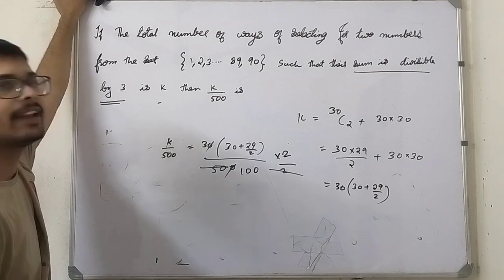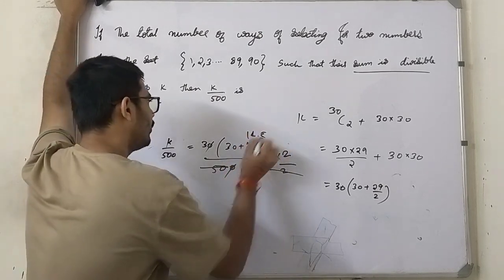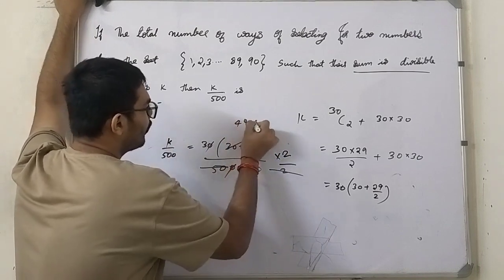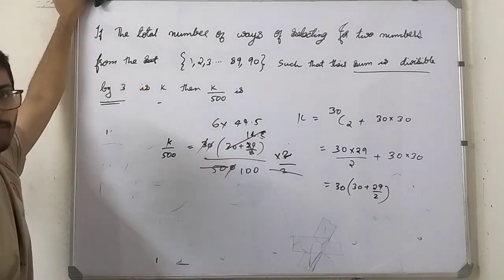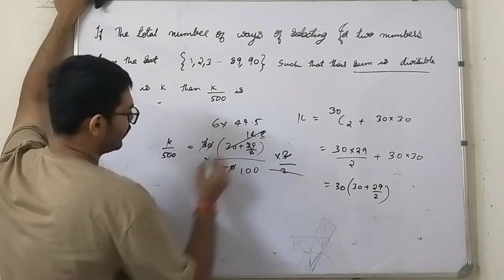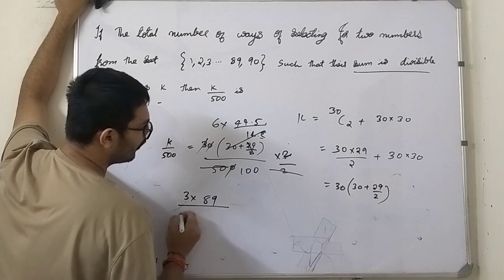Now what is half of 29? Half of 28 is 14, so it will be 14.5. Now 14.5 plus 30 will be 44.5. 2 times 3 will be 6. So it will be 6 into 44.5 divided by 100. So what I am doing is splitting this, 2 times 44.5 will be 89, the whole divided by 100.